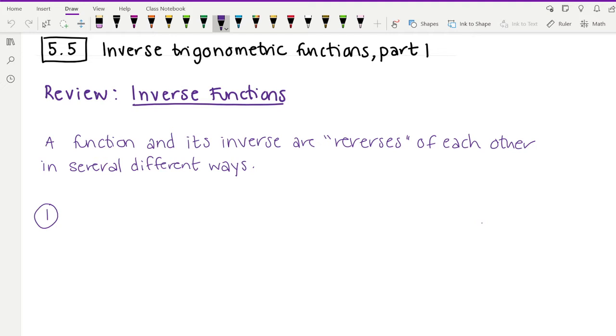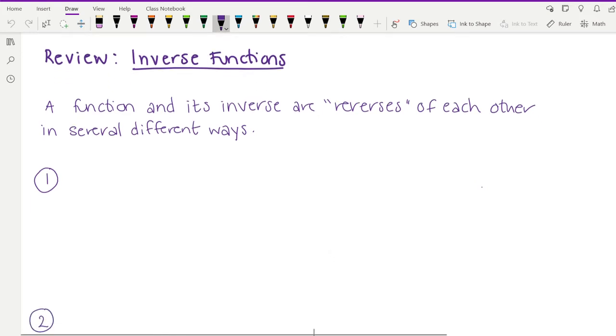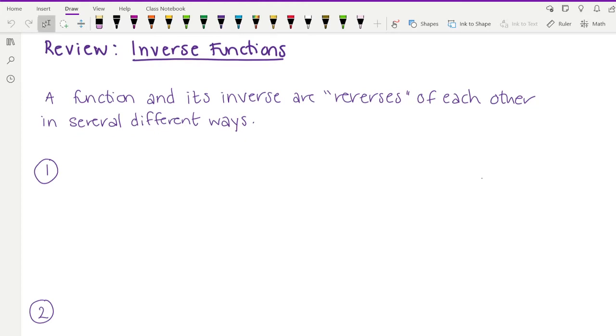It's really the word inverse being used in the same way that in 141 it's used when you talk about inverse functions. Okay, so I want to do a quick review, not of everything about inverse functions, but of some basic facts that I think will help you understand better how inverse trig functions work.